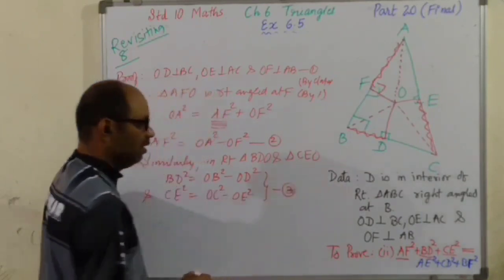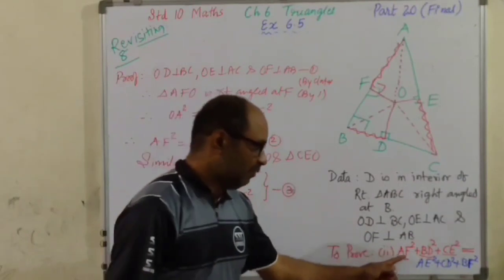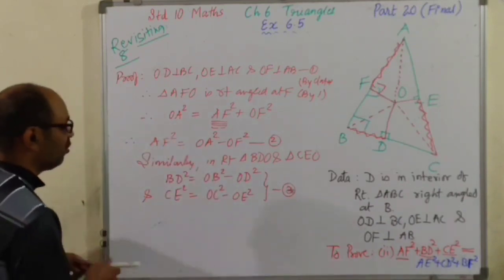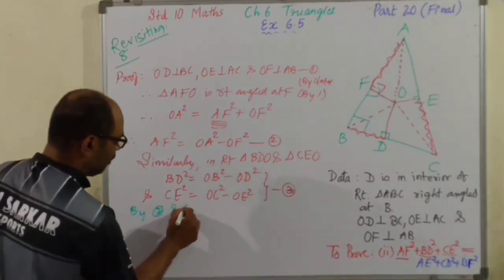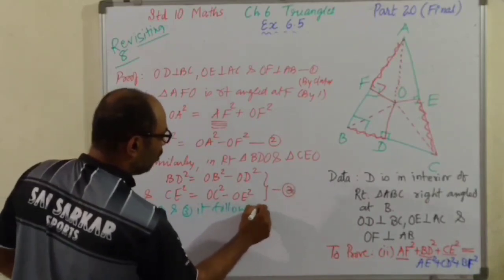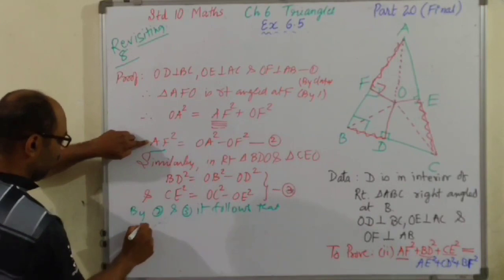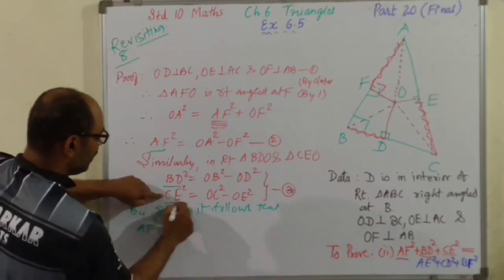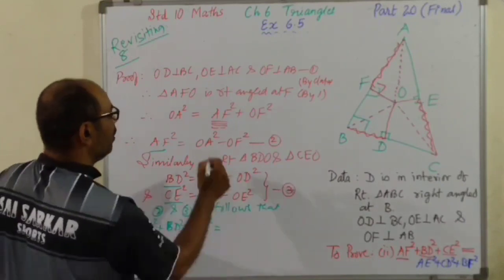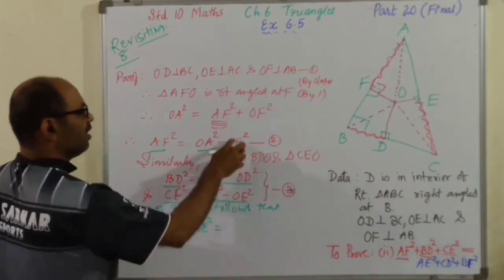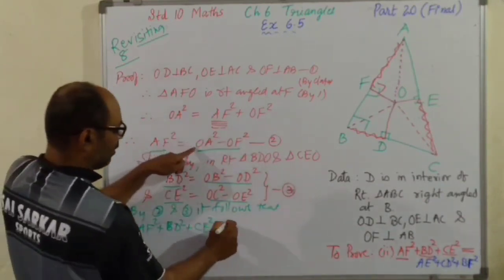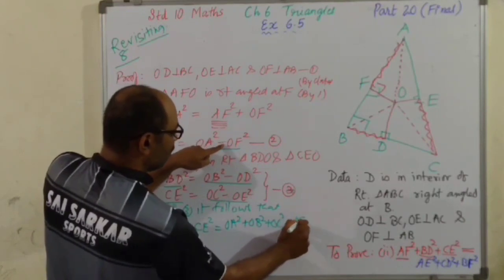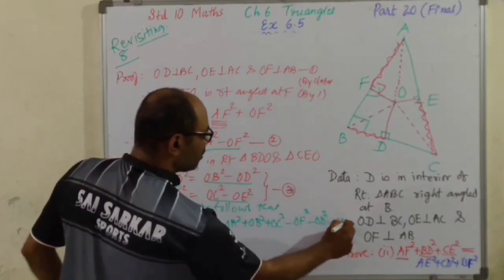Result 3. Right? By 2 and 3 you will get the left hand side: AF square plus BD square plus CE square. Alright? So by 2 and 3 it follows that AF square plus BD square plus CE square is equal to this plus this plus this. These three terms are negative; the positive ones we write together: OA square plus OB square plus OC square minus OF square minus OD square minus OE square.